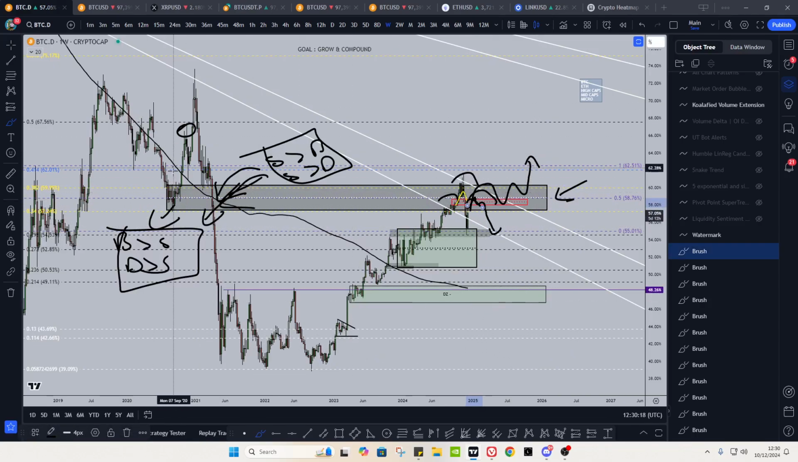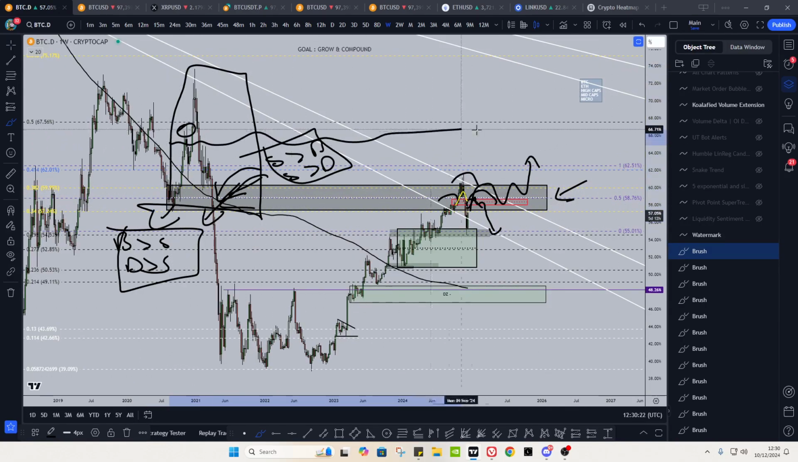If you get the flip, then this is the range you're working with, right over here. So you'd be targeting again somewhere around the mid, and then if you get above that, somewhere around the highs again.